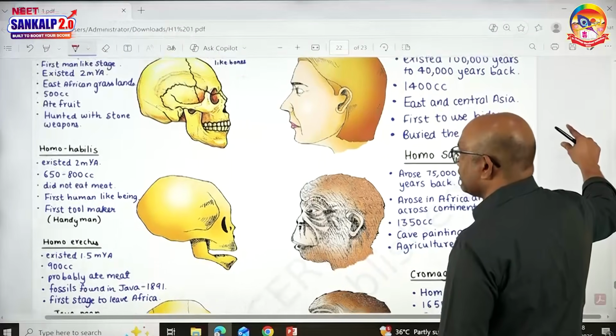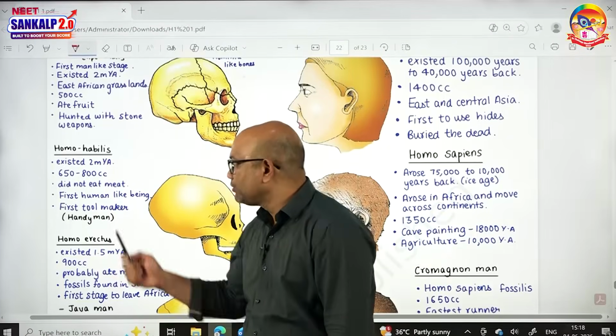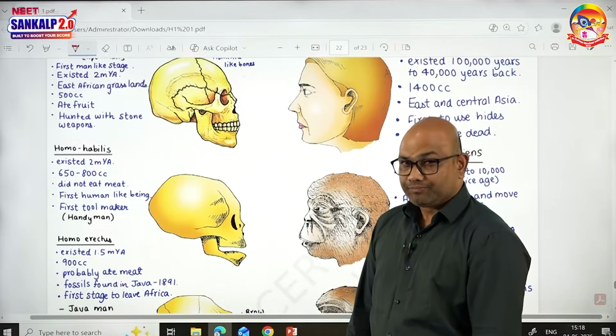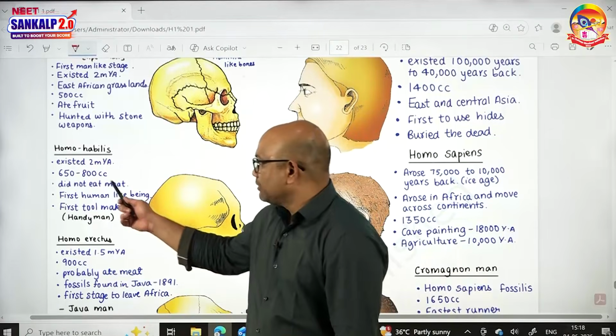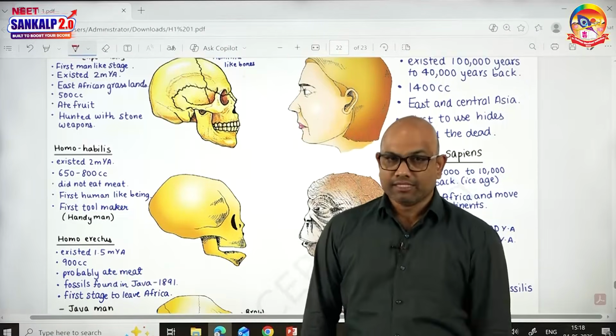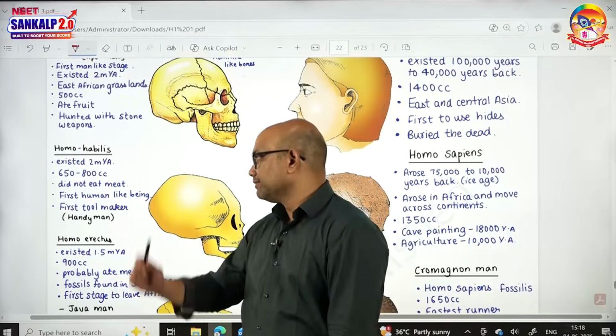Homo habilis also existed 2 million years ago. The cranial capacity is around 650 to 800 cc. They did not eat meat. This stage is said to be the first human-like being, and this stage is the first tool maker. Hence, Homo habilis is said to be handyman.